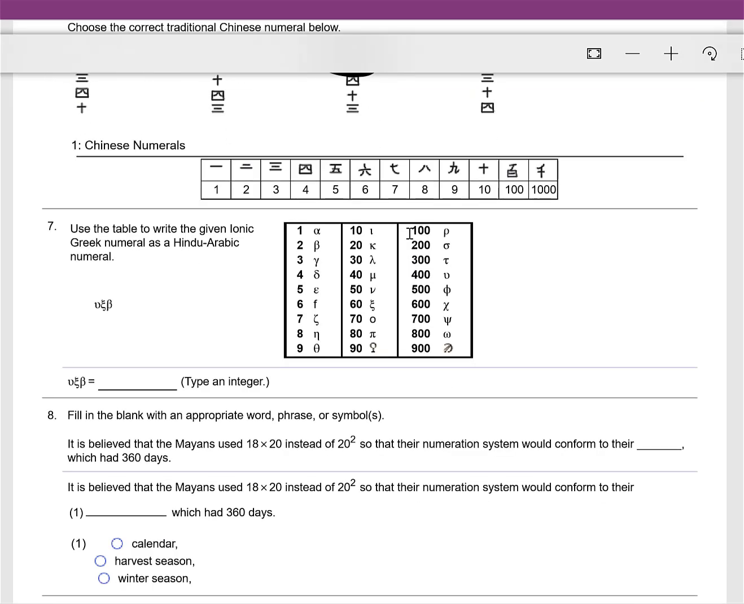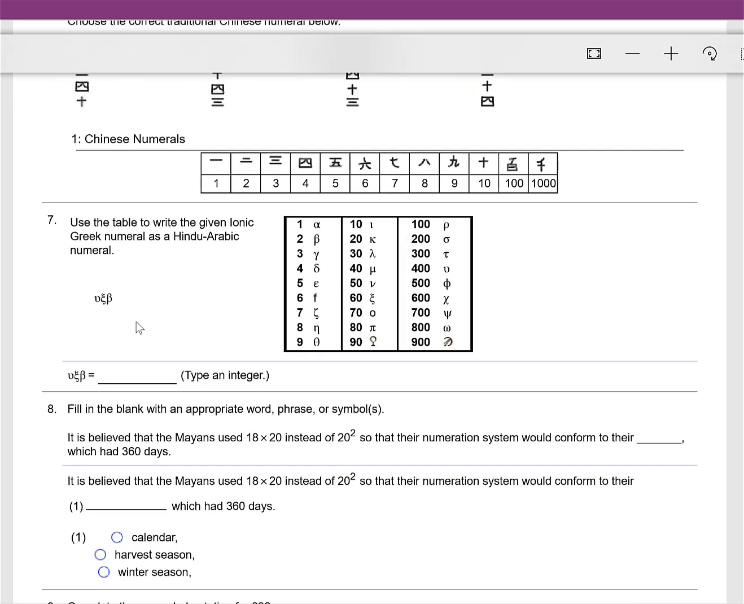43, there we go. And now we want to do the Ionic Greeks, and we want to translate the given numeral here into our system. So we see this little V here, which looks like a 400. So I've got 400. And then I've got an epsilon, which is worth 60. So I've got 60. And then I've got a beta, which is worth 2. So this is 462.